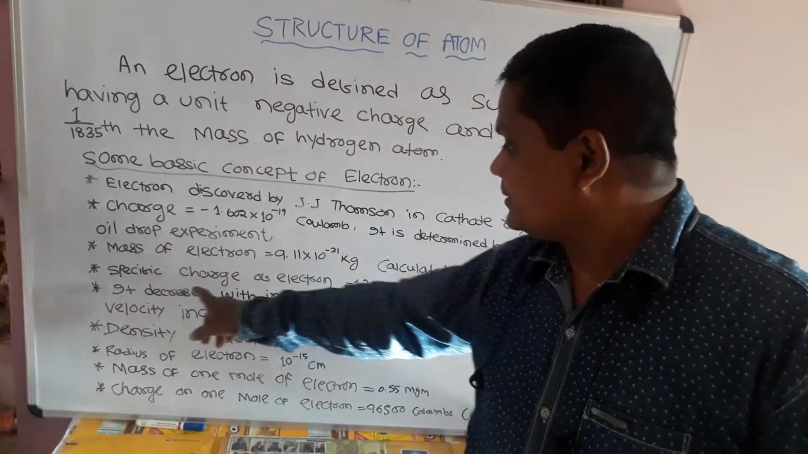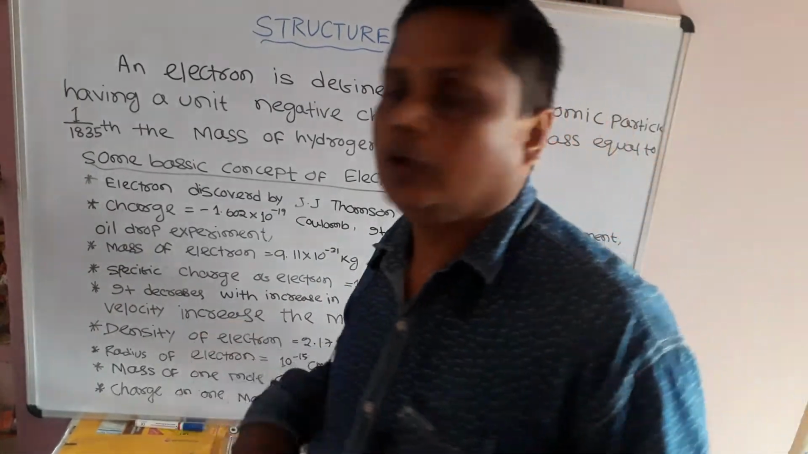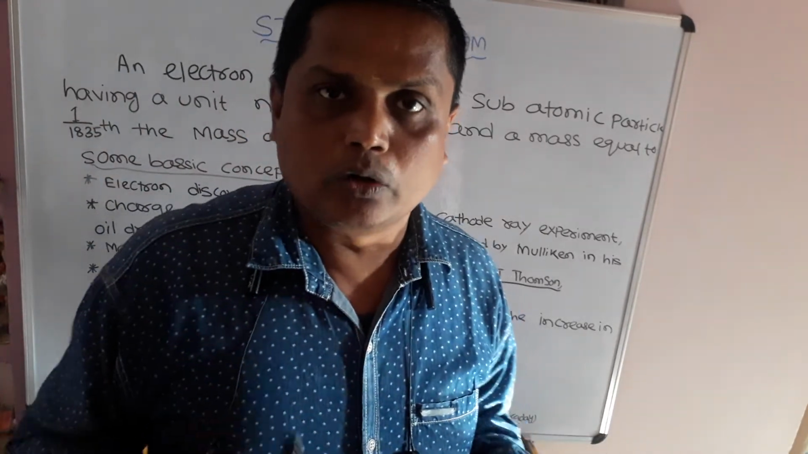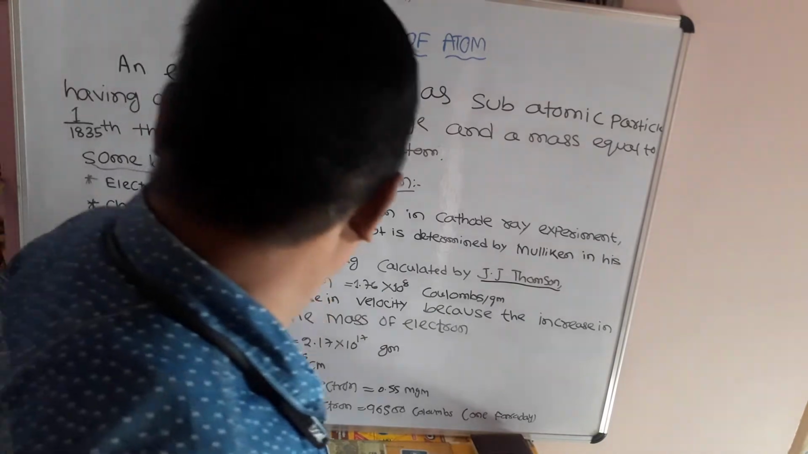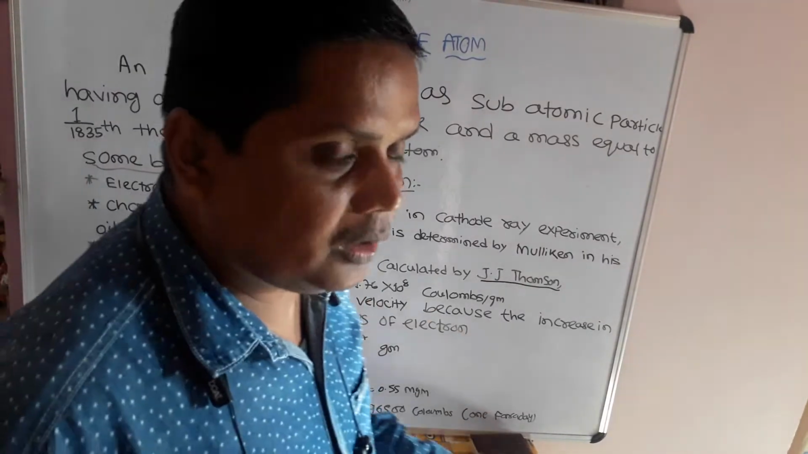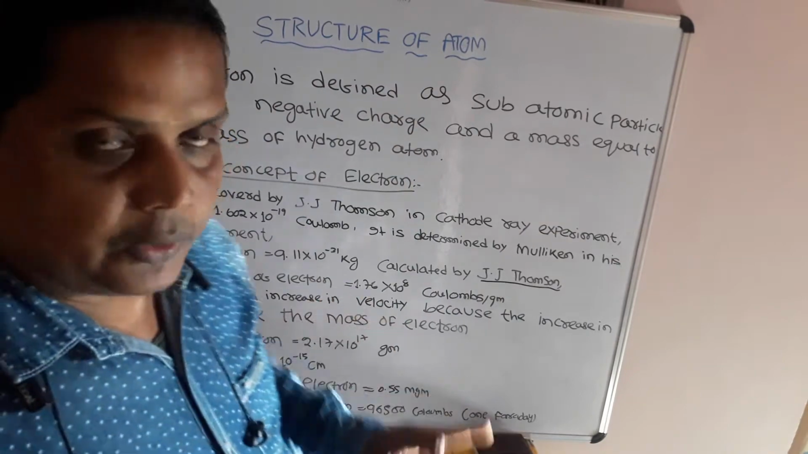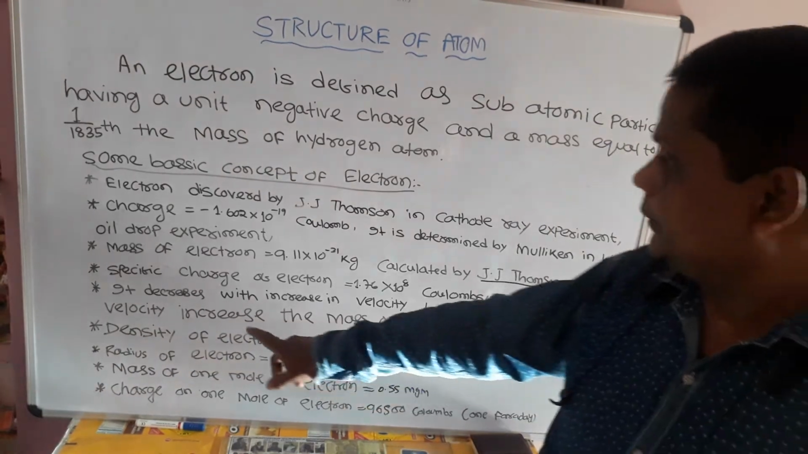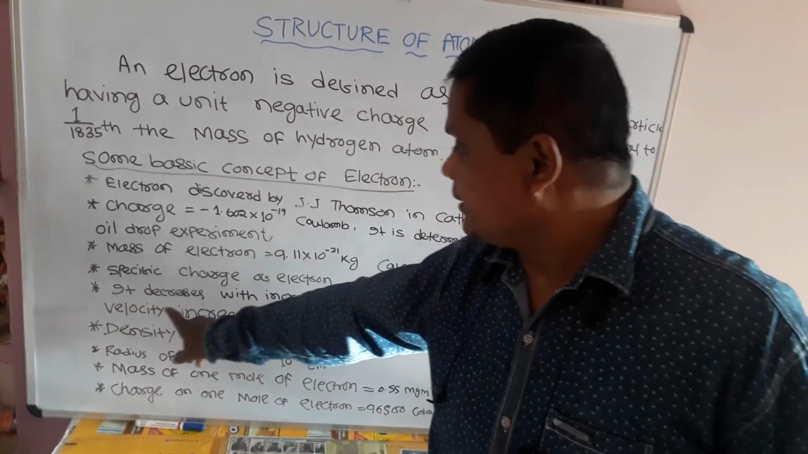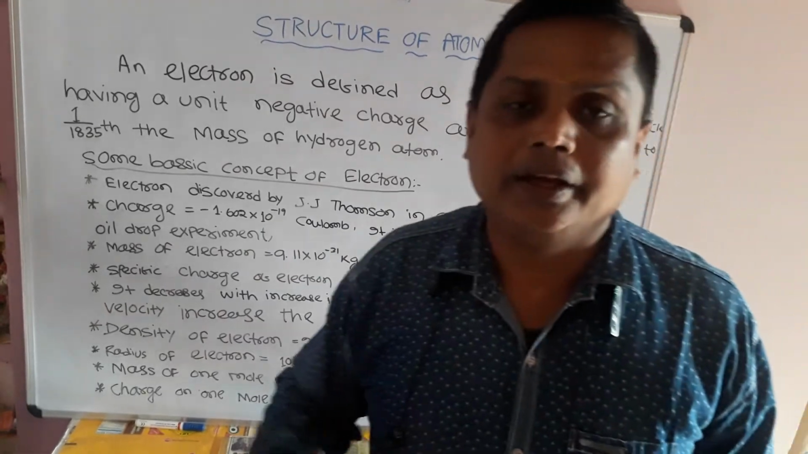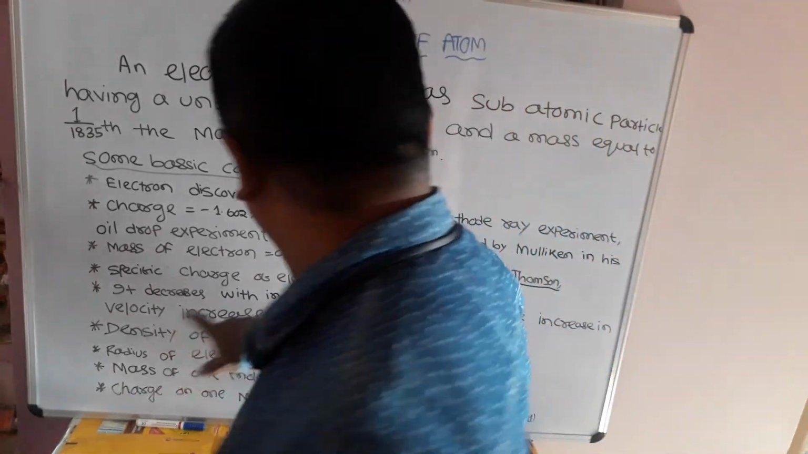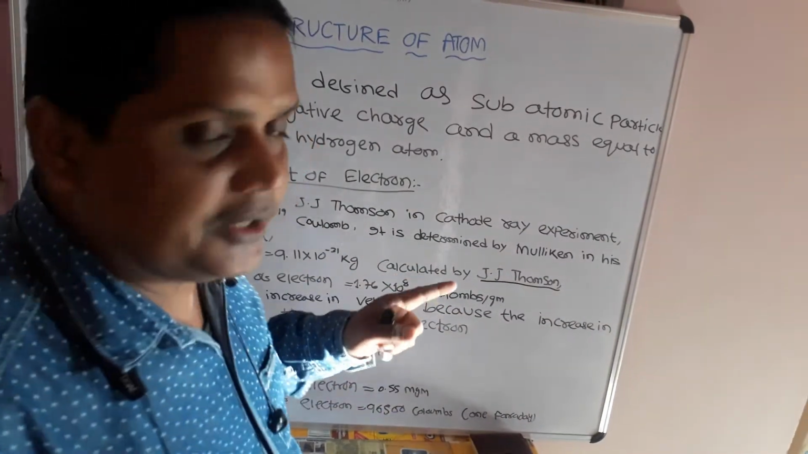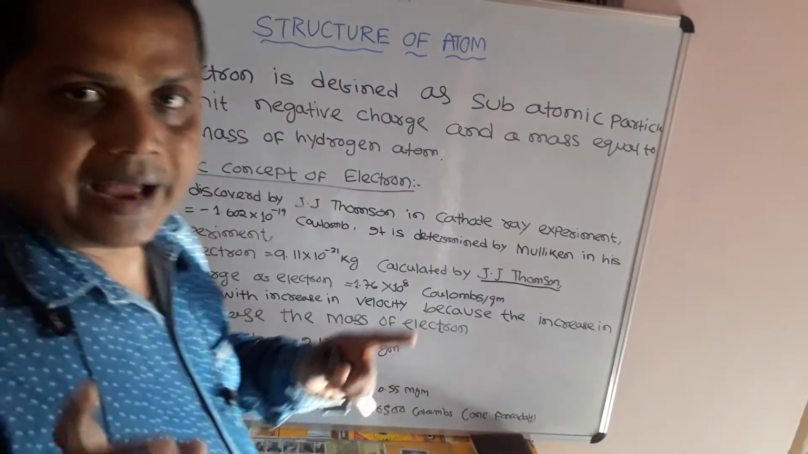Next, specific charge of the electron equals 1.76 times 10 to the power 8 coulombs per gram. Next point, it decreases with an increase in velocity, because an increase in the velocity increases the mass of the electron.